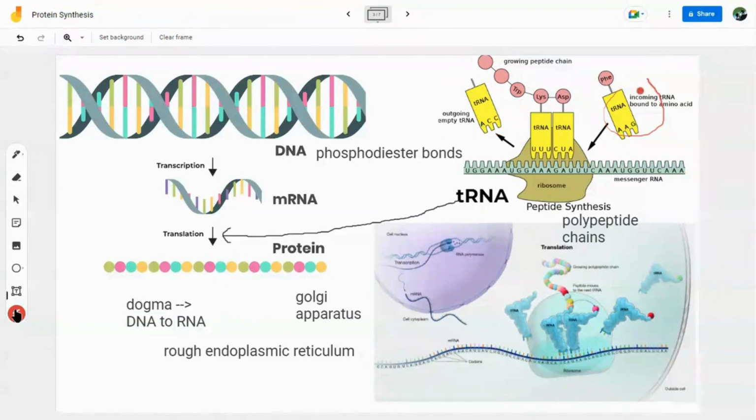The polypeptide chain elongates one amino acid at a time, peeling away from the ribosome and folding into the protein. This continues until a stop codon is reached, causing the ribosome to disassemble, releasing the finished protein.